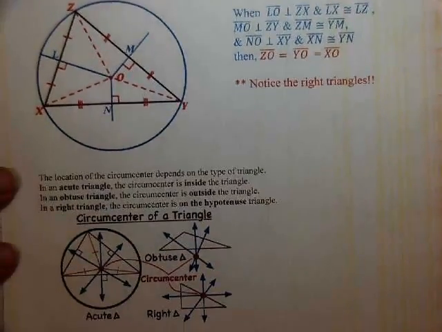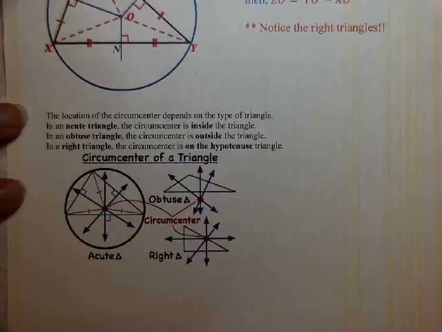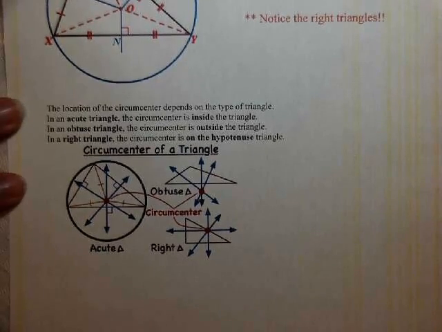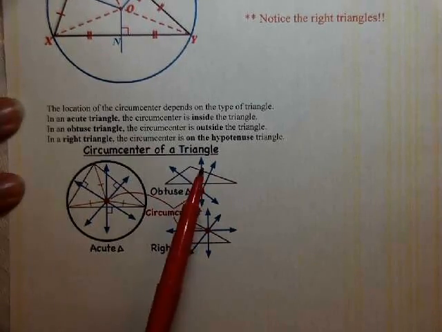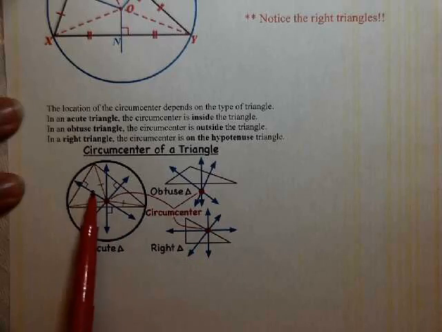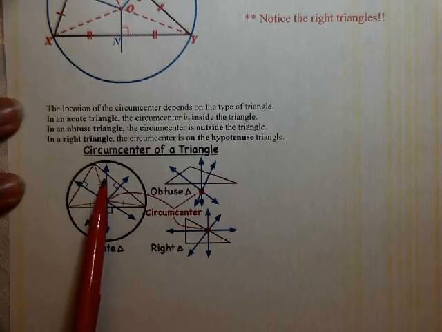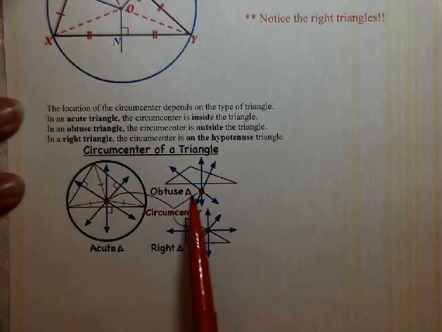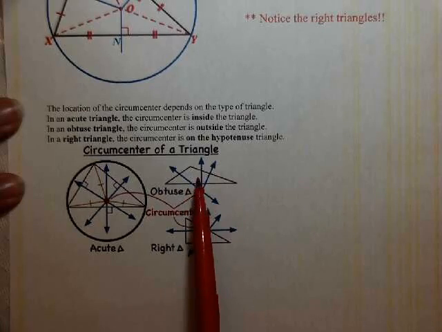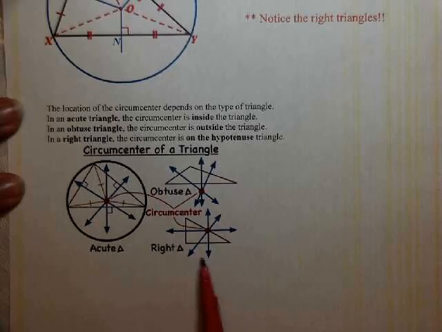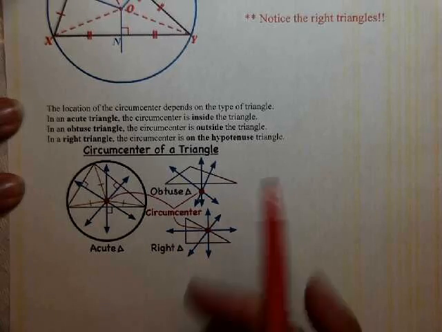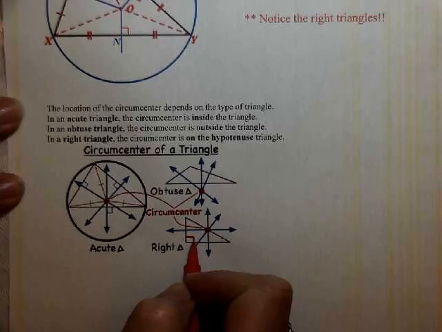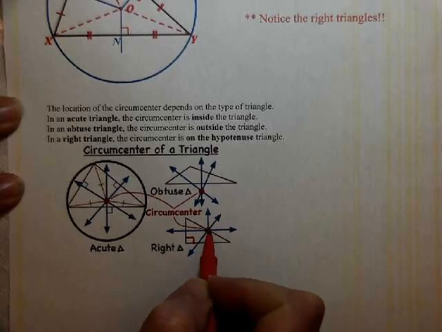I want to show you something else here. When we're talking about the location of a circumcenter, it really depends on the type of triangle it is. In an acute triangle, where all three angles are less than 90 degrees, the circumcenter is inside the triangle. In an obtuse triangle, where that angle is greater than 90 degrees, the circumcenter could be outside the triangle. And on a right triangle, where this angle down here would be a right angle, the circumcenter would be on the hypotenuse.